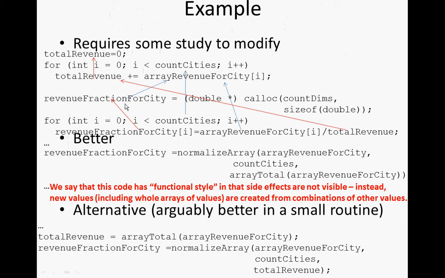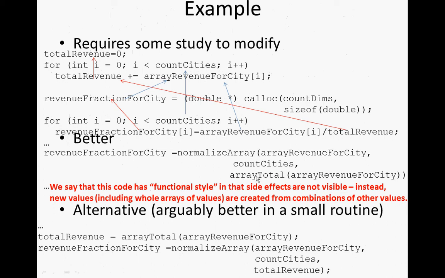So we have this code up here, where we first had one loop, and then we had this allocation, and we had another loop. We had to sort of trace what depended on what. Now imagine replacing this code by what we'll call functional code, where one set of values depends on another set of values in a totally transparent way.